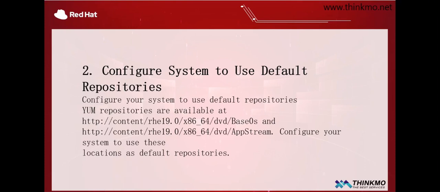Hello everyone. Today we will continue to look at the RedHat System Administrator Certification Question Bank, the explanation. Next, we have our second question.